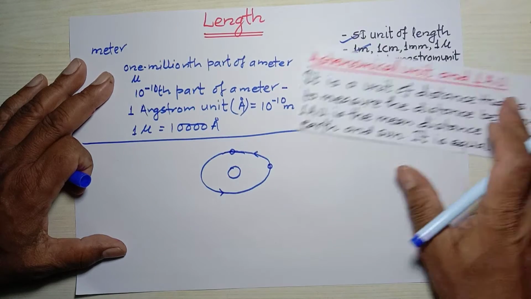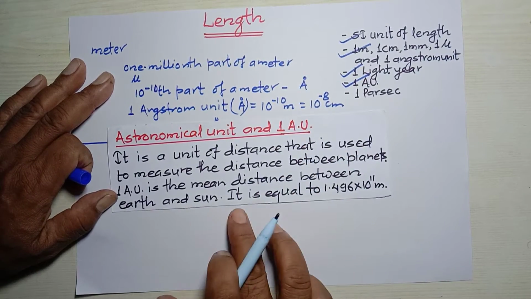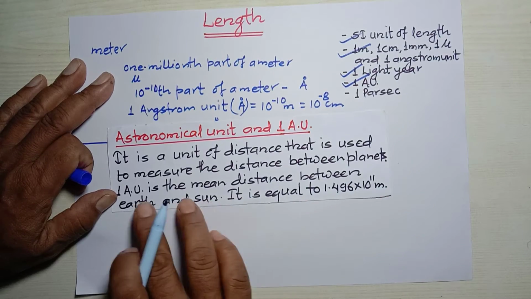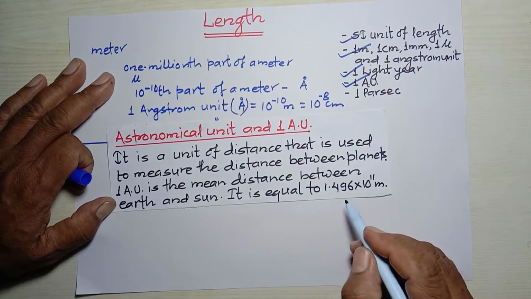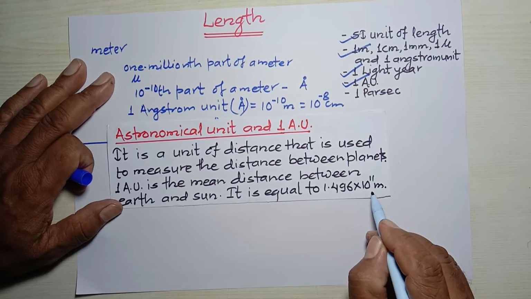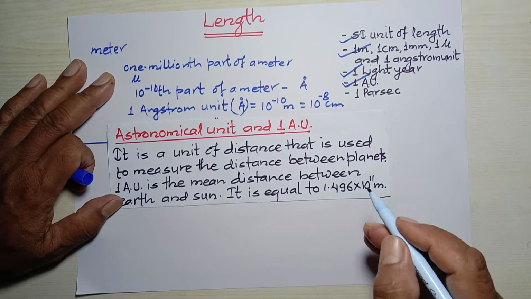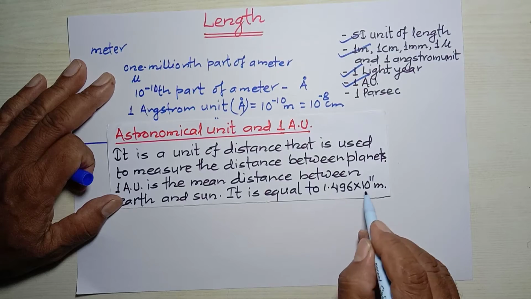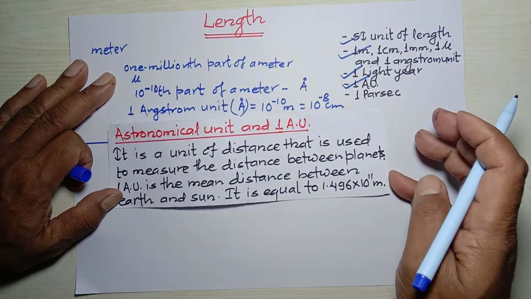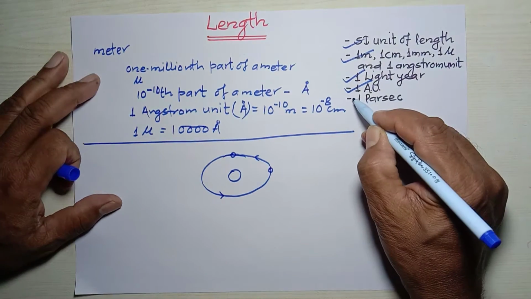That's why the mean distance between Earth and Sun is taken as 1 astronomical unit, and it is equal to 1.496 × 10^11 meter. On average, sometimes we write in numerical problems, it comes in numerical problems also, 1.5 × 10^11 meter.